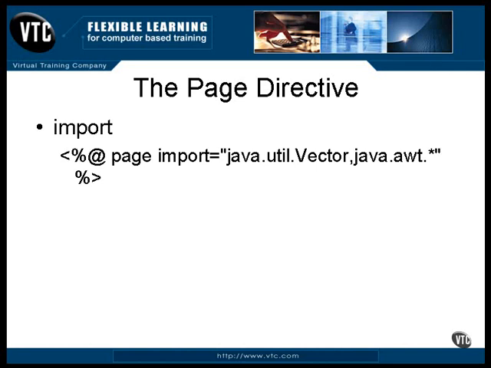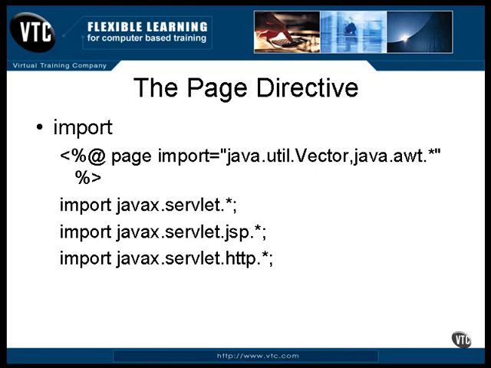In the previous examples for this course, there were no import statements. If you always use the full package name of the classes, you never need to use an import statement. Now, some packages are implicitly imported, so you don't need to import them in your code. As usual, the Java lang package is always imported, but in JSP code, some other packages are imported automatically as well. These three lines of code are always inserted at the top of the generated code.